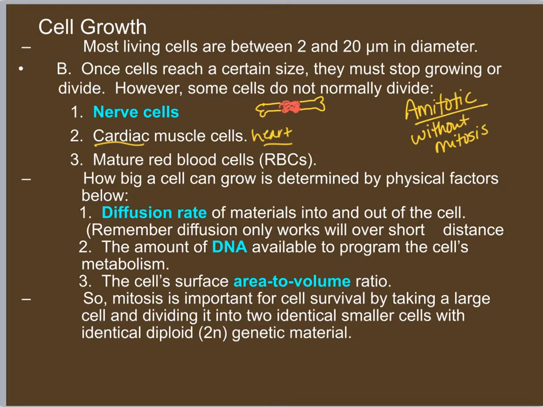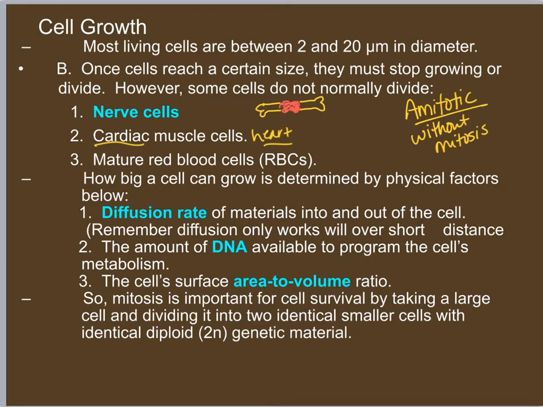So anyway, how big a cell can grow is determined by these three things. Diffusion rate: the faster diffusion occurs, the faster the cell can grow, and the bigger the cell can grow. The amount of DNA available to program the cell's metabolism.